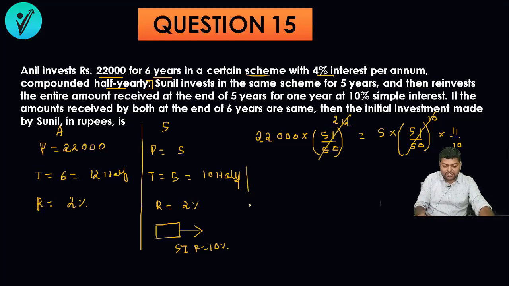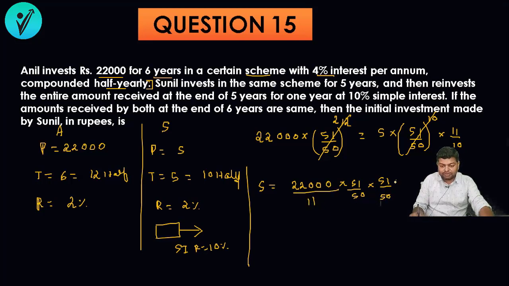So we can write the value of the money that Sunil has invested will be what? It will be 22,000 into 51 by 50 into 51 by 50 divided by 11 by 10. So it will be 11 into 10. So 220 by 11 into 51 by 50 into 51 by 50 into 10. Okay, so simplify this and you'll be getting the answer.